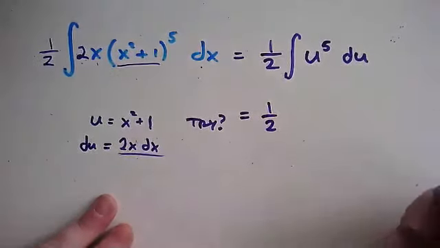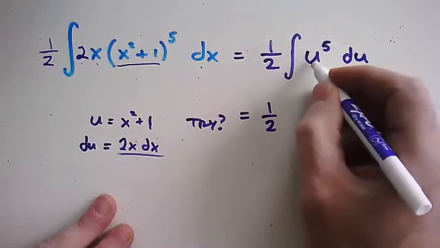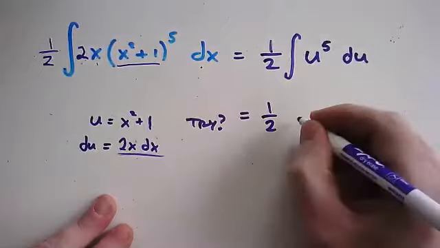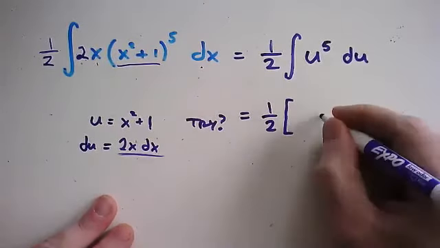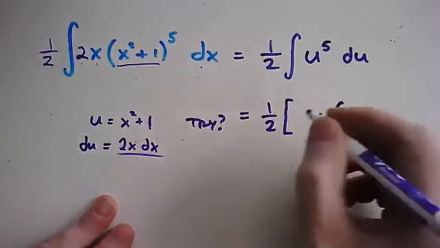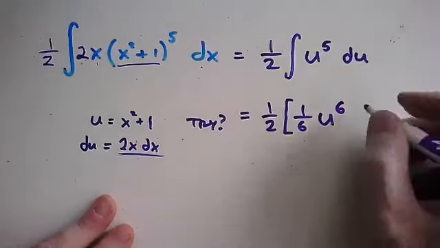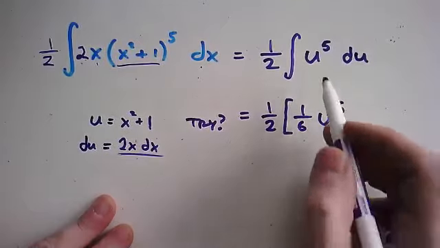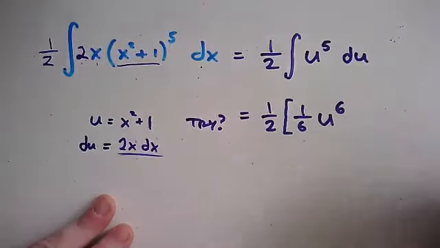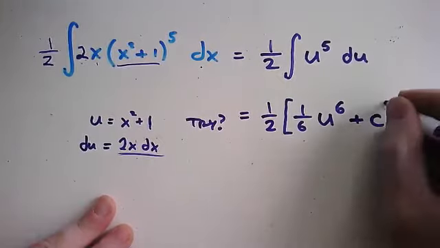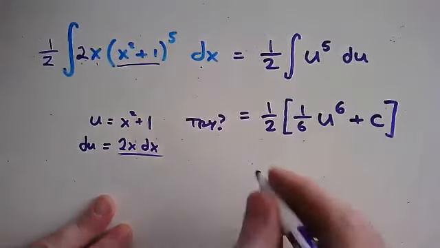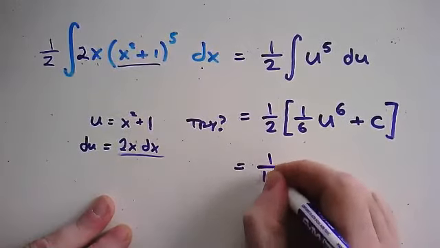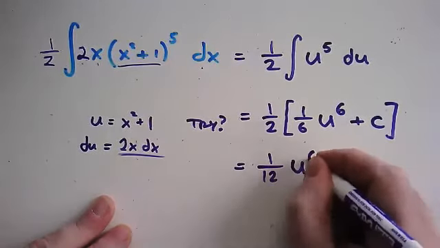We still have 1/2. To take the antiderivative of u to the 5th, we'd increase its power to 6. So we'd have u to the 6th power times 1/6, right? So if we took that derivative, 6 would come out, cancel, and we'd have u to the 5th, plus c. Okay, and so our final answer, 1/2 times 1/6 is 1/12, u to the 6th.